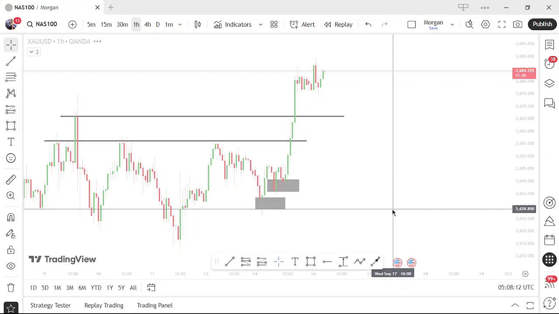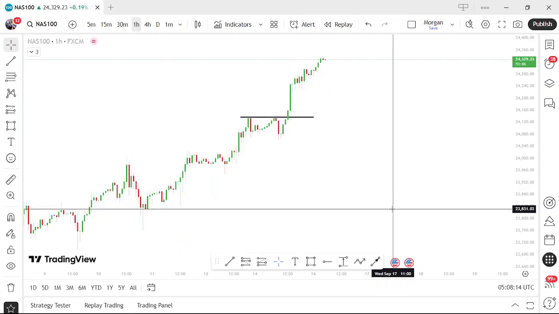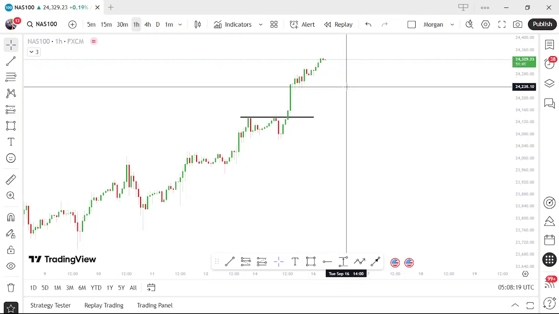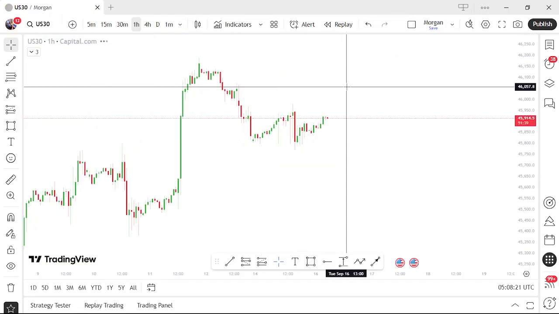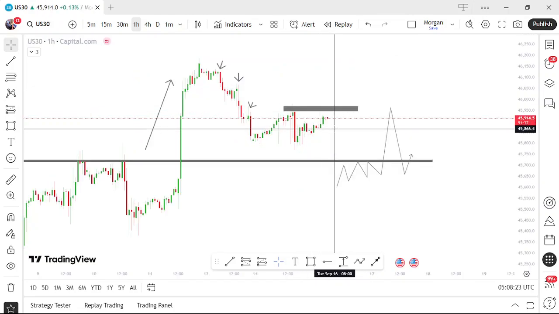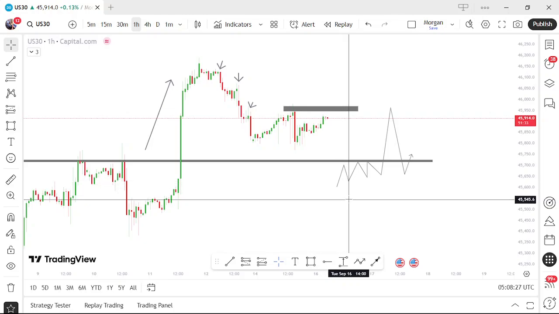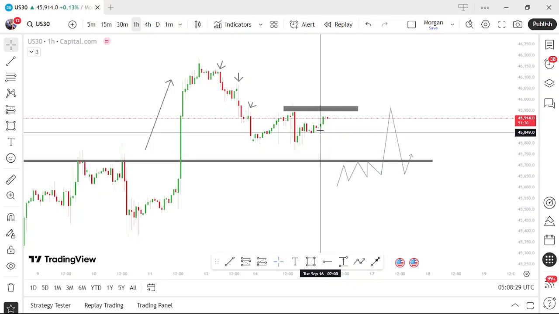So gold, NAS, the NAS has been pushing. We expect some correction. If we can get that, then we can get a trade here. Gold, NAS, and then US 30 is the one that I like, but we still need price to correct itself all the way back down here for us to start looking for a buy trade.